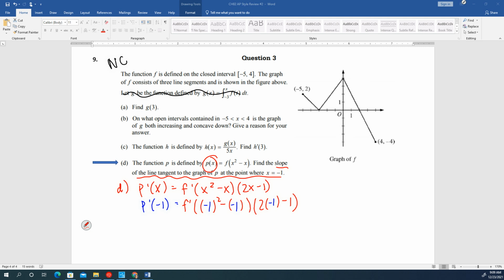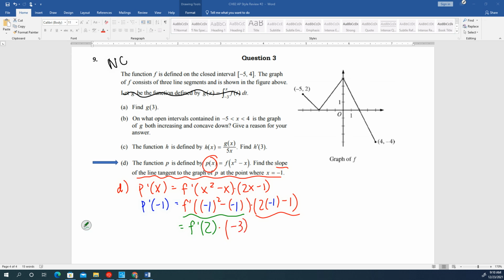Alrighty. So this piece, you're finding f prime of, simplify just that inside, so you have 1 minus -1, you got 2. So you got to find f prime of 2. And then this piece, we're going to multiply it by 2 times -1 minus 1, which would be -3.